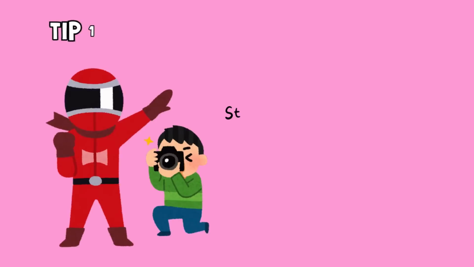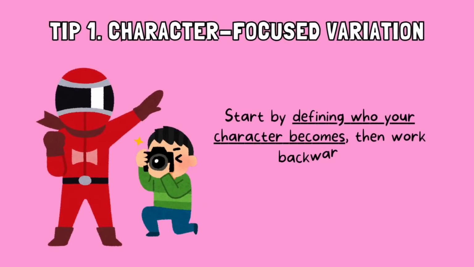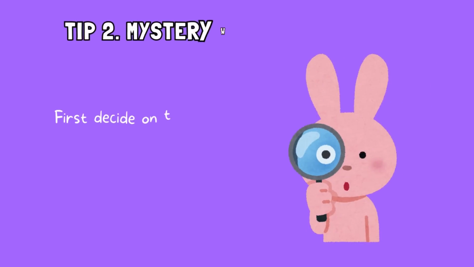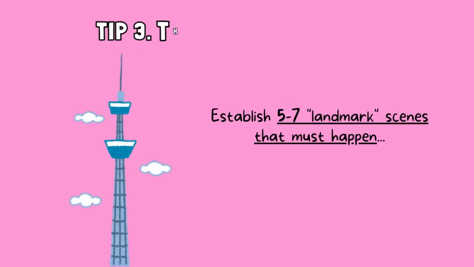Tip 1. Try a character-focused variation. Start by defining who your character becomes, then work backwards to determine what experiences would transform them from their starting state. Tip 2. The mystery writer's approach. If you're writing a mystery, first decide on the solution, criminal, and method, then work backwards to plant clues and red herrings. Tip 3. The landmark method.